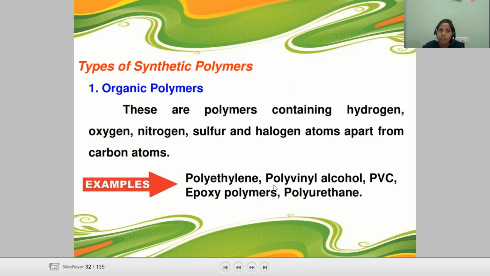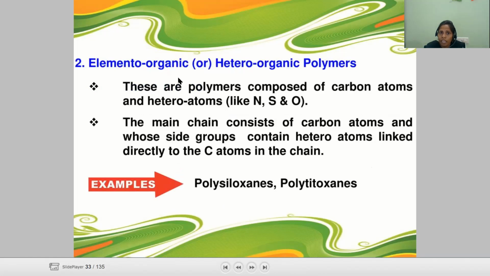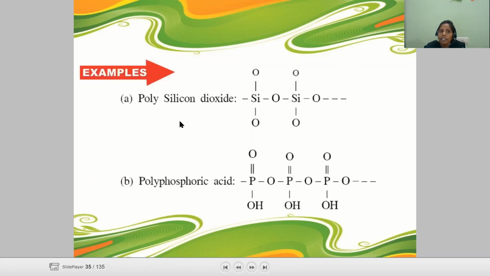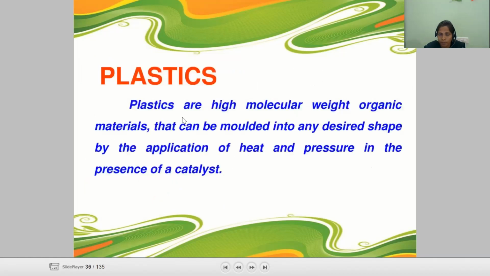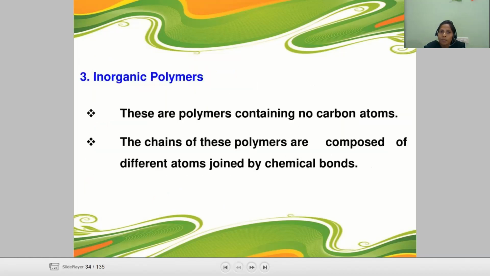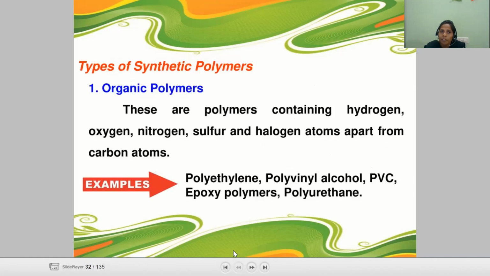And types of synthetic polymers. So how many types of synthetic polymers do we have? There are various types of synthetic polymers. The first one is the organic polymer, the second one is the heteroorganic polymers, and the third one is the inorganic polymers. Yes, so there are 3 types of polymers in synthetic. One is organic polymer.